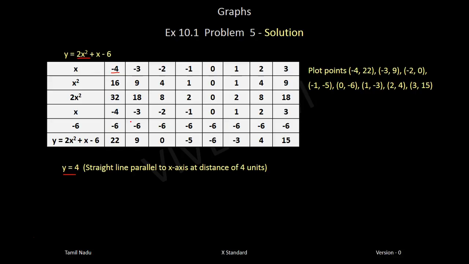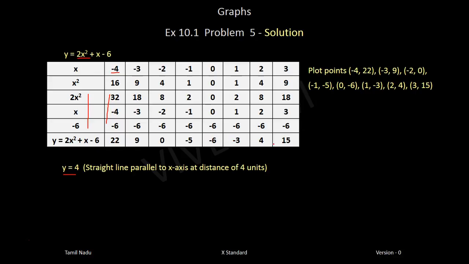Now we need to find the y value, right? What is y? Y is 2x square plus x minus 6. So we'll have to add up all these three to get the value of y, right? So 32, and this is minus 10, so 22. 18, this is minus 9, so 18 minus 9 is 9. 8, this is minus 8, so 8 minus 8 is 0. 2, this is minus 6 minus 1 is minus 7. 2 minus 7 is minus 5, right? So like that you can fill up the remaining cells.